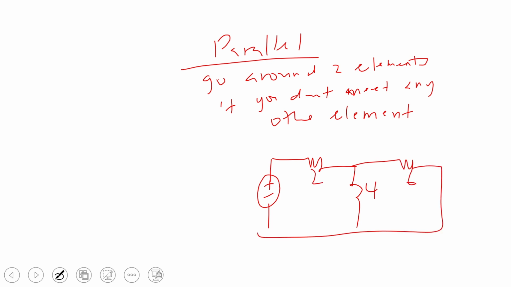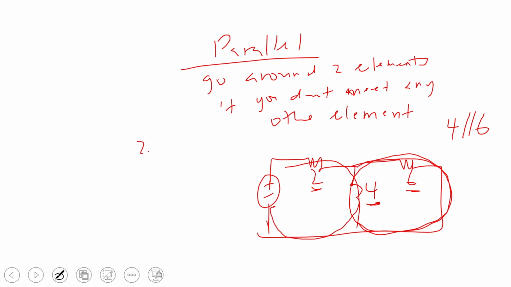If I want to check if this 4 and this 6 are in parallel, I will try to go around 4 and 6. If I go around them, I don't see any other element. An element can be a voltage source, it can be another resistor or something. If I don't see any other element, I can conclude that 4 and 6 are in parallel. But let's check 2 and 4. If I try to go around 2 and 4, I meet an element. So 2 and 4 are not in parallel.